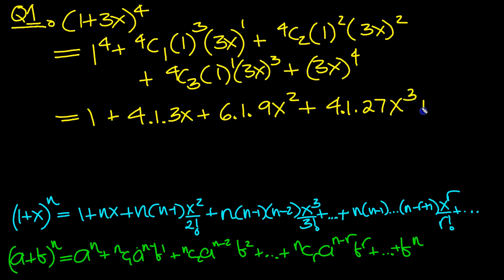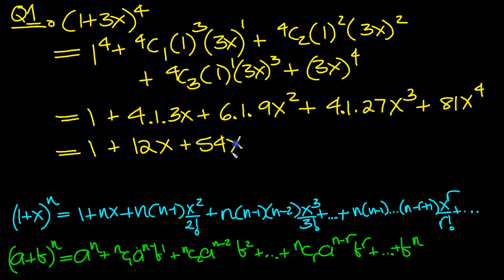Then the last one is 3 to the 4, which is 81, and it'll be x to the 4, won't it? So what have we got? We've got 1 plus 12x here, 4 3s, 6 9s, 54x squared, plus 4 20s are 80, 4 7s are 28, 80 and 28 is 108x cubed, tap it in the calculator if you need to, plus 81x to the 4.